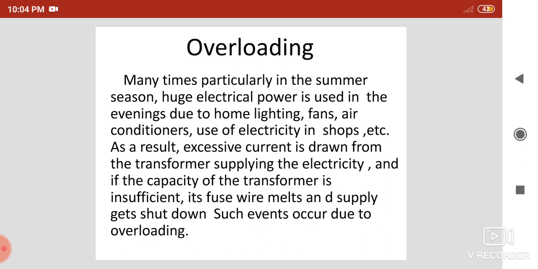So overloading can be avoided by not connecting many electrical appliances of high power rating in the same circuit. Whenever we are facing such a problem, we should avoid using different types of high rating appliances at a time. We can use the appliances, but we should not use them at the same time. It causes overloading. Sometimes there is a shortage of electricity and shutdowns in that area, so we can avoid overloading.